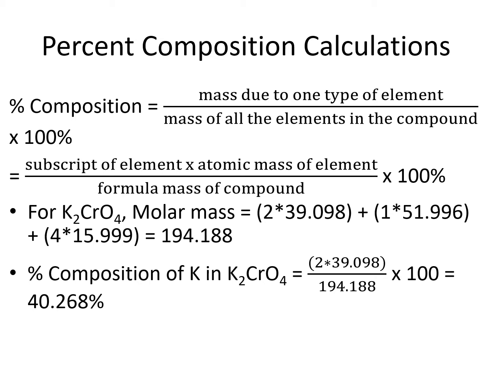the 40.268%. We could do the same type of calculation to find the percent of chromium in potassium chromate, or the percent of oxygen in potassium chromate. We would have something different on the top, but that 194.188 would be the same on the bottom anytime that we have potassium chromate.